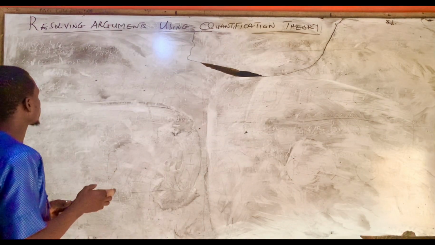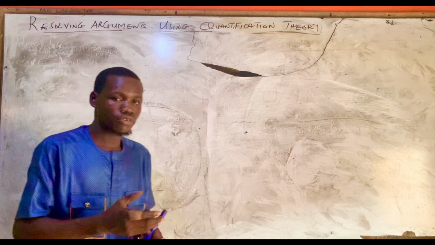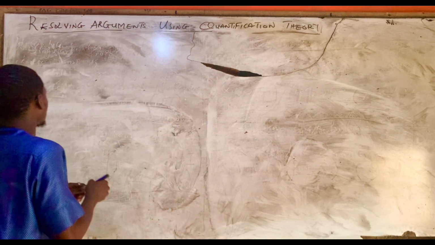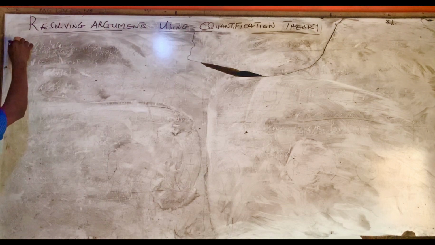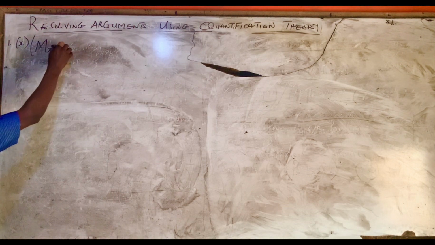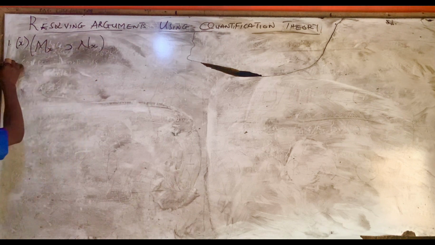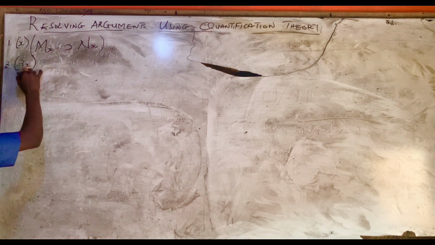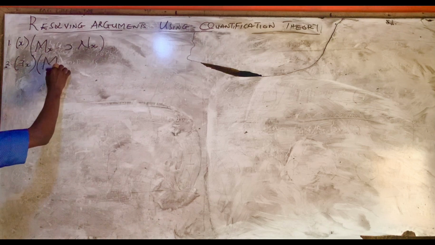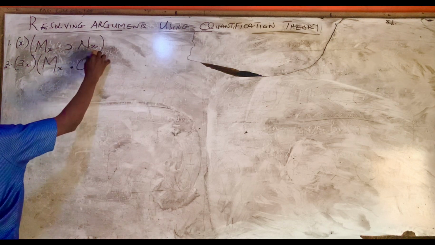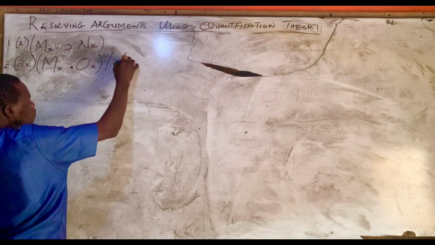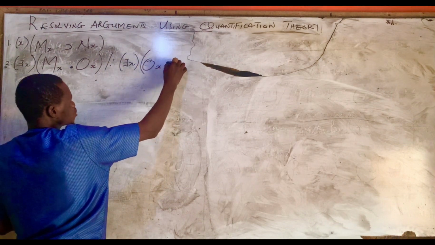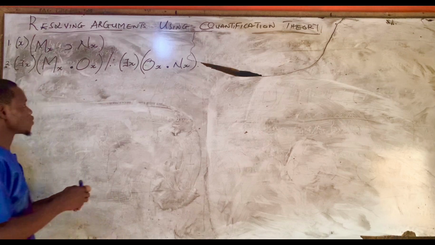Sorry, let's continue. Now, in the situation whereby we have both the universal and the particular, how do we solve the arguments? For example, we have Mx implies Nx in our first premise. The second premise is now particular: Mx and Ox. Therefore, some Ox and Nx. So what are we going to do here?